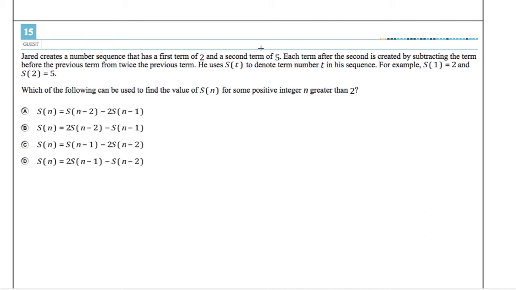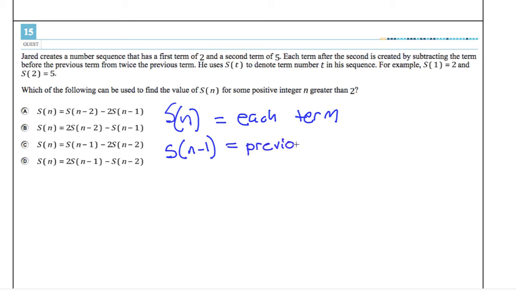So analyzing this problem, what does S of n even mean? S of n is, we'll just say, each term. That's the one that we're looking for. What is S of n minus 1? That's the previous term. And then S of n minus 2. So even going back one farther, it's the term before the previous term.